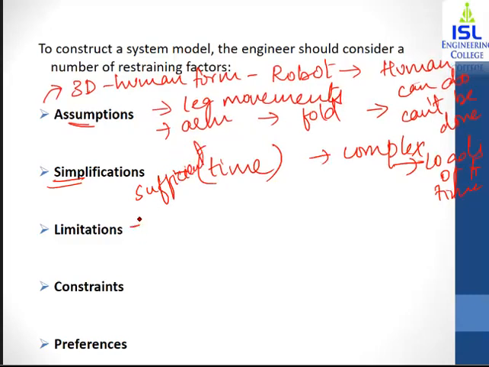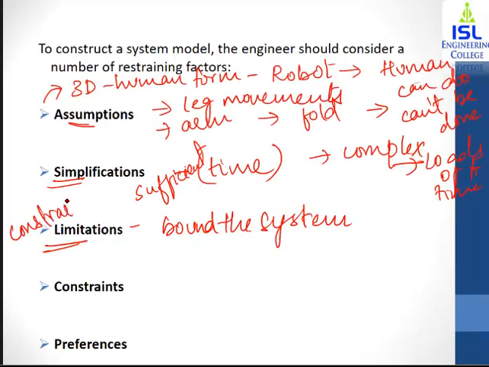Coming on to limitations. Limitations are what is going to bound the system. That is, constraints. Limitations are basically constraints for a particular system. That is what can be done and what cannot be done. That needs to be identified.